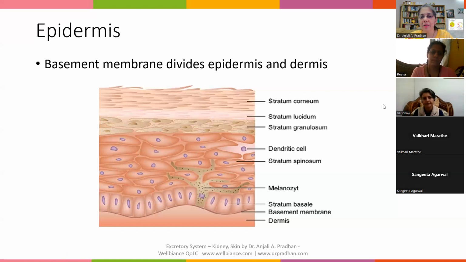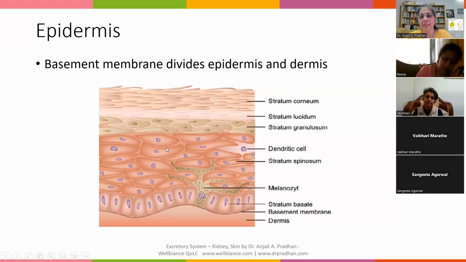Okay. And in between stratum spinosum, there are some dendritic cells. These are immunological cells. And these cells help in protection or they fight against microbes, pathogens. So they will stop entry of the pathogens in the body. So these are the immunological cells.